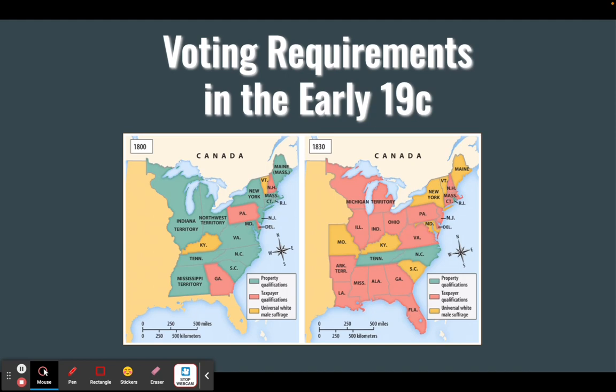So now let's compare voting requirements, meaning what did you need to do or who did you need to be to vote in the early 19th century? So we're talking about the 1800s. On the left-hand side, you have voting rights east of the Mississippi. Remember, this is the land that we gained from the American Revolution. So you see that everything in green, right? You had to own property to vote. Most people do not own property.